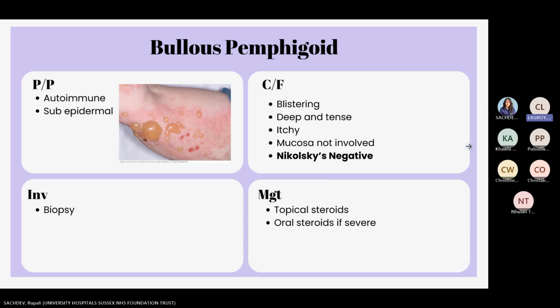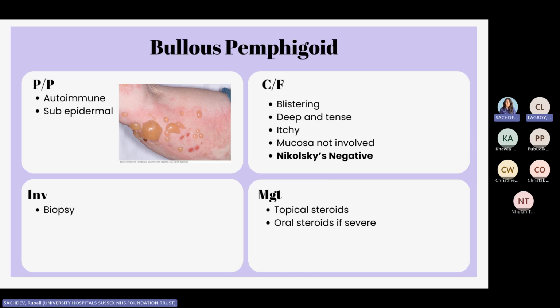Nikolsky negative. Nikolsky positive is when you try to move the skin, it moves away. So the skin is so damaged that if you touch it, it disintegrates. That's Nikolsky positive. You don't have that in bullous pemphigoid. Yes, it's present in the other kind of pemphigus disease, the more extensive, severe, emergent skin conditions where there's so much damage. The skin is literally just falling off when you touch it.